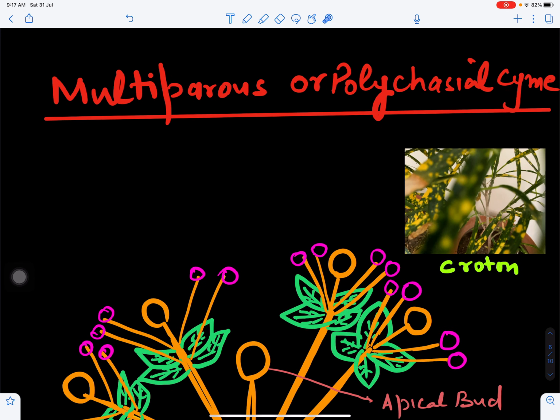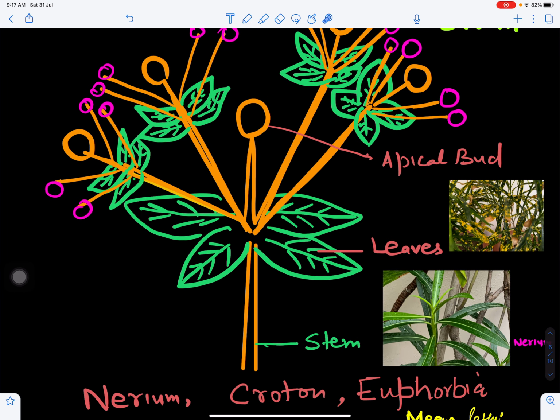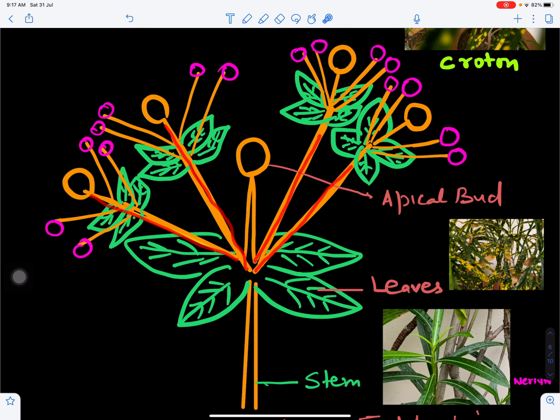Next is multiparous or polychasial cymose. Now here this is the main axis which is stopping the growth. This may turn into apical bud, flower, tendril or thorn. Now here more than two leaves are arising. Like we can see 4 or 5 or 6 leaves may be there. So depending upon how many leaves are there, we will get the axillary branches. Now here are 4 leaves, so we'll get 4 branches. Now the growth of these 4 branches will be stopping. This may turn into flower, tendril or thorn.